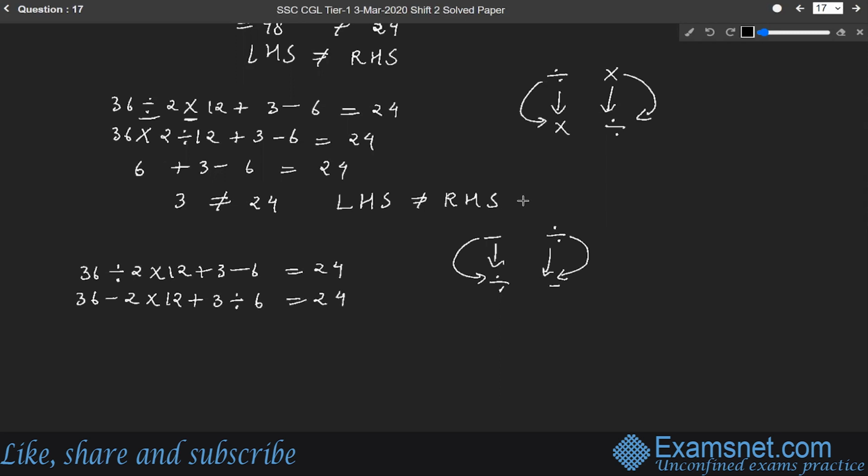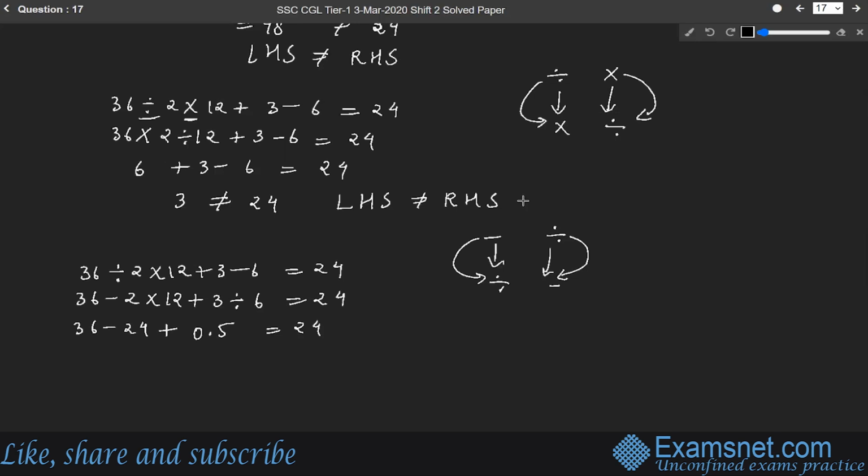Now we have interchanged the signs. Now we have to solve it. So 36 minus 2 into 12 plus 3 divided by 6 should be equal to 24. Now 36 minus 2 into 12. So 36 minus 24 plus 3 divided by 6. What is 3 divided by 6? It is 0.5. This should be equal to 24.